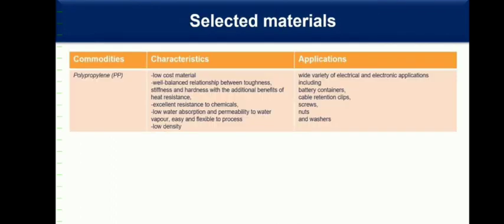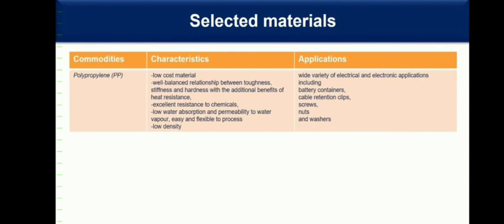Okay, let's continue with the selected materials. We start with the commodities, and here I've selected polypropylene because it's a well-known low-cost material. We have a well-balanced relationship between toughness, stiffness, and hardness, and also some heat resistance up to 100 degrees Celsius. We have excellent resistance towards chemicals, low water absorption, and also low permeability to water vapor. It's easy and flexible in processing, so it doesn't matter if you want to mold or extrude.